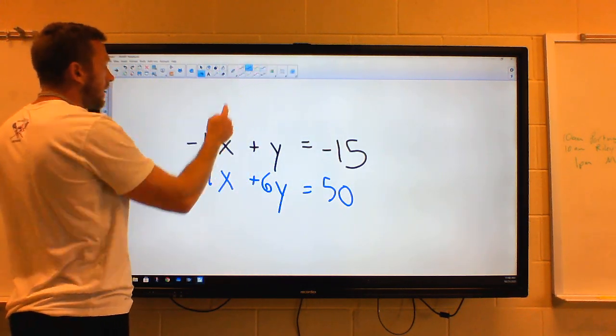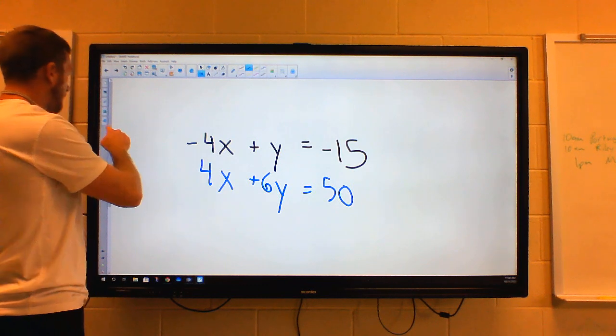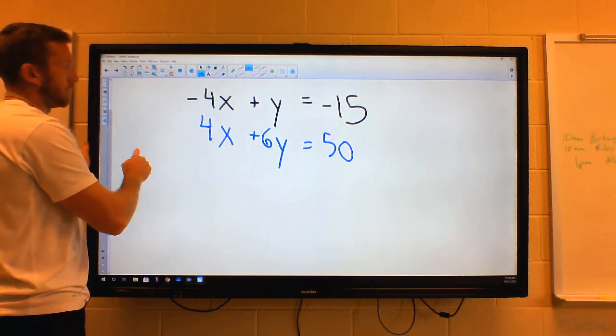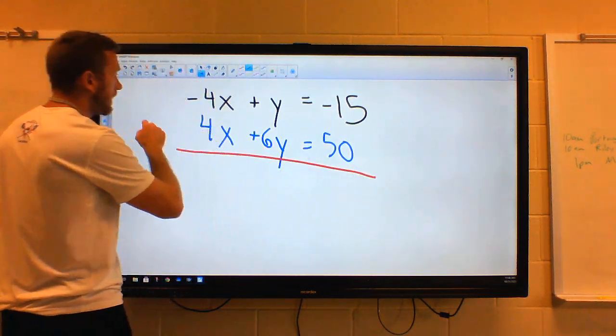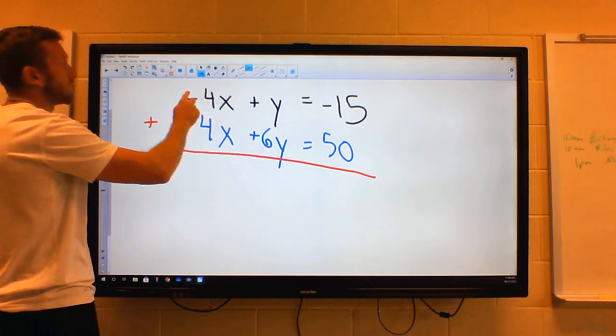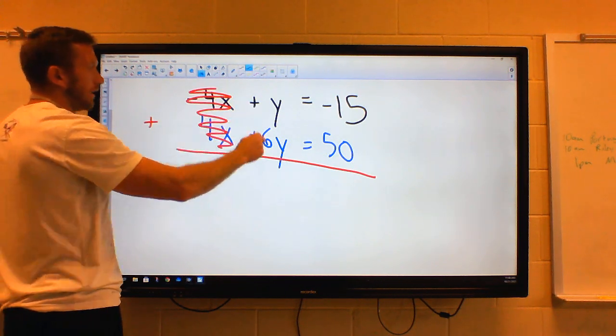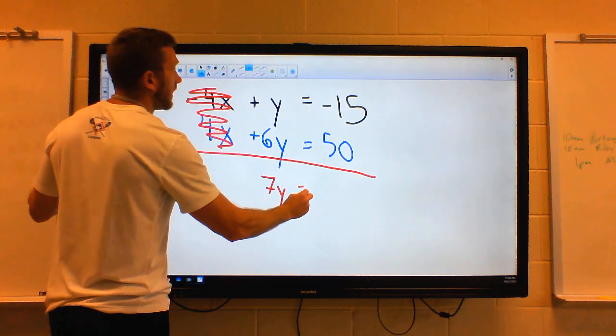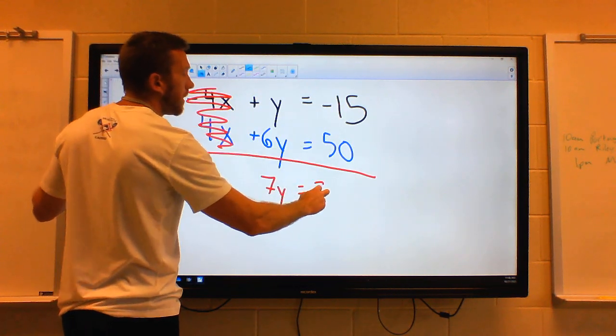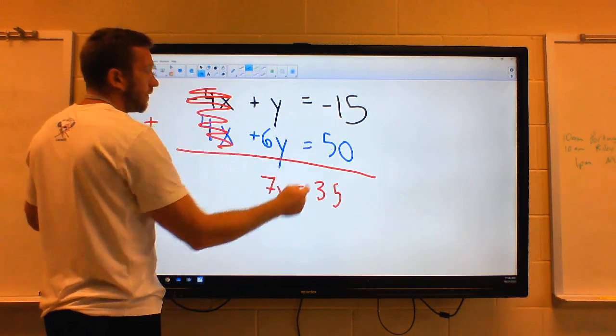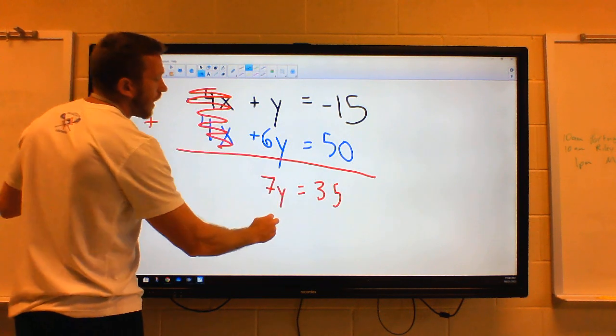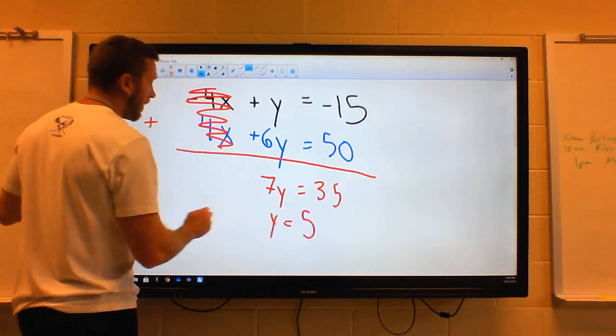And now that I've rewritten it, I have equal but opposite terms. So now I can combine it by addition, because the x's will cross off, leaving me with 7y equals negative 15 and 50 makes 35. Divide that out, y equals 5.